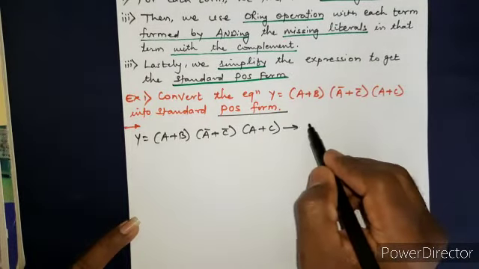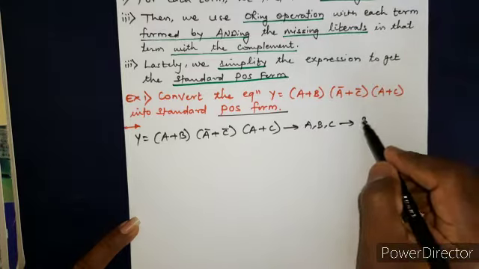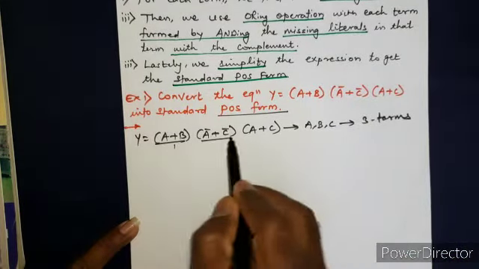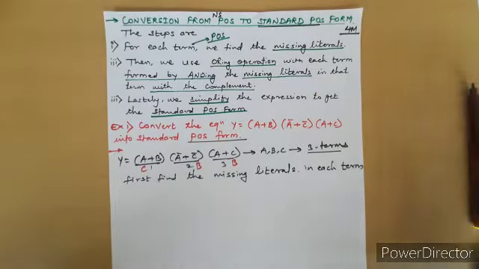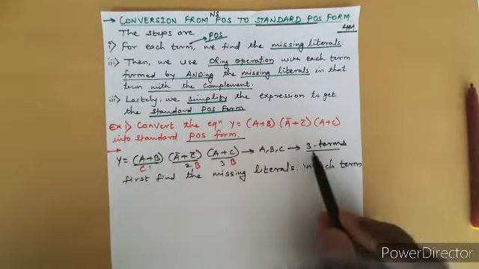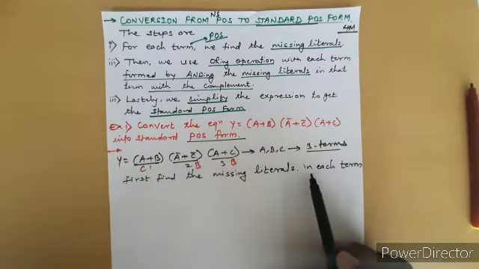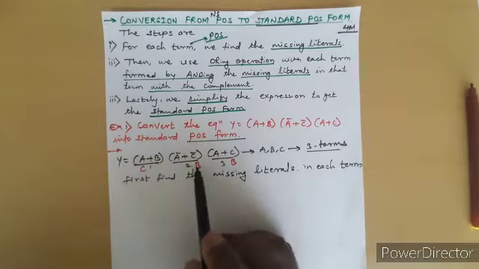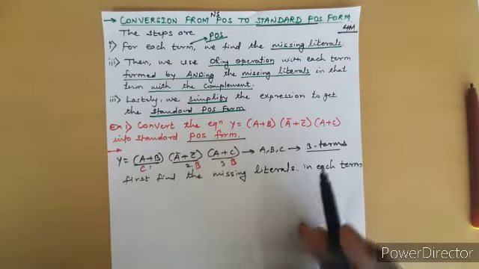Now how many literals do we have? We have A, B, C literals, and 3 terms. You can see this is 1, this is 2, this is 3. So considering these 3 terms, first we'll find the missing literals in each term. You can see in the first term C is missing, here B, and here also B is missing.